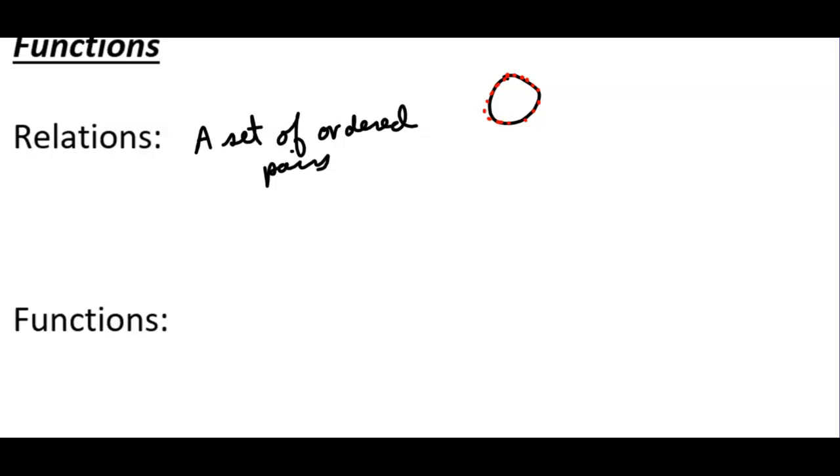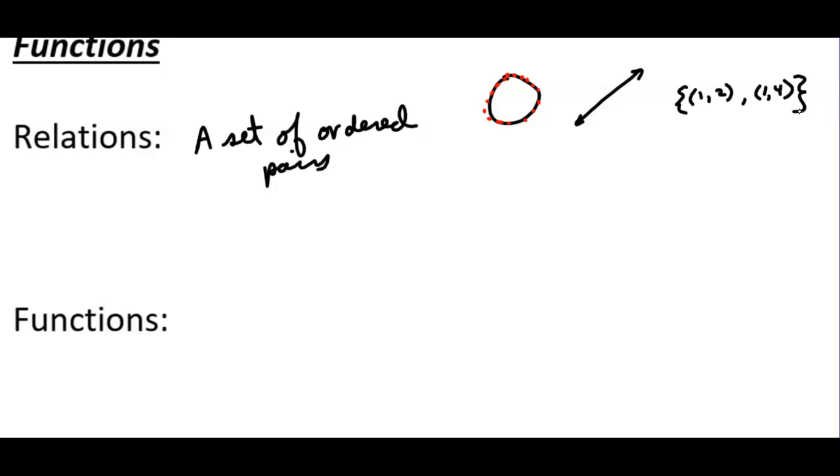It's still a relation. You could have a line. A line is a set of ordered pairs. It's also a relation. There's an infinite number of ordered pairs on that line. But you could also have just a set of ordered pairs, like the point 1, 2 and the point 1, 4, just those two ordered pairs, and that would be a relation, okay? So any set of ordered pairs is a relation.